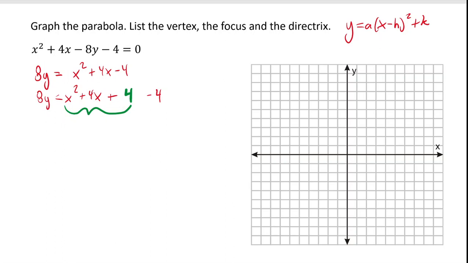Now, it's algebra, so I have to maintain balance here. If I add 4 to the right side of the equation, I also have to add 4 to the left side, or if I add 4 to the right side, I also have to take 4 away from the right side, which kind of doesn't make sense. It's sort of weird. But that's what we do.